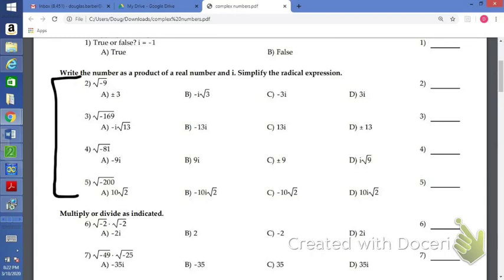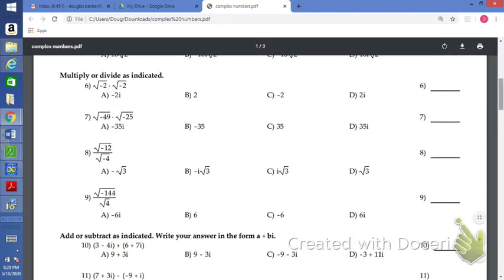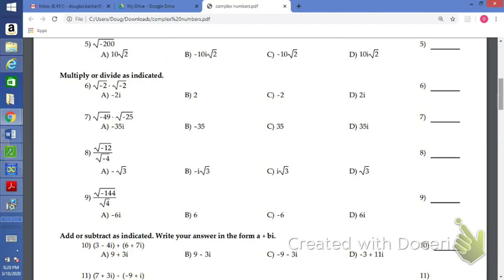Alright, the next set of problems here, we have to multiply or divide as indicated. Alright, so I'm going to do a couple examples that look at these types of problems. I'm going to start with multiplication.